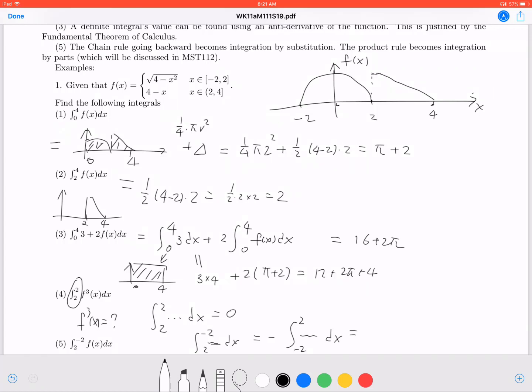Now this part over here is just the area of the circle, but it's a semicircle, so we have negative 1/2 pi r squared. R is 2, so we have 2 squared, and that's going to be negative 2 pi. All right, let's pause over here.